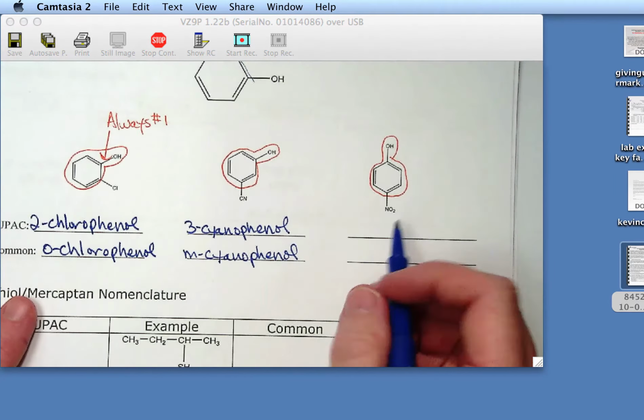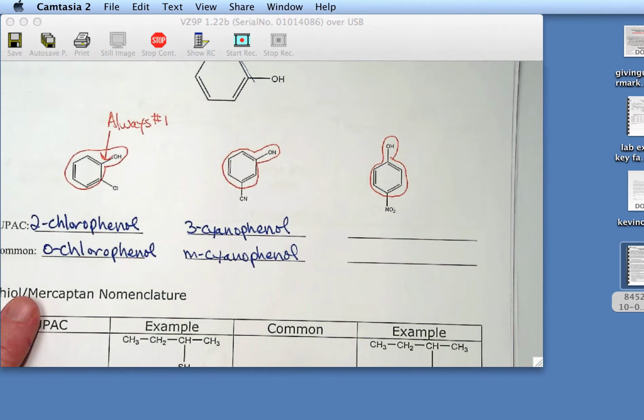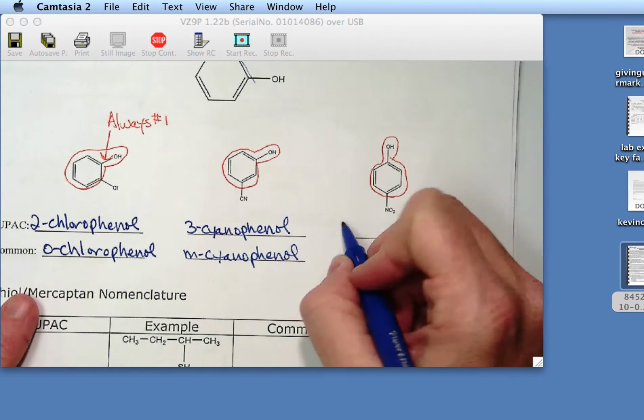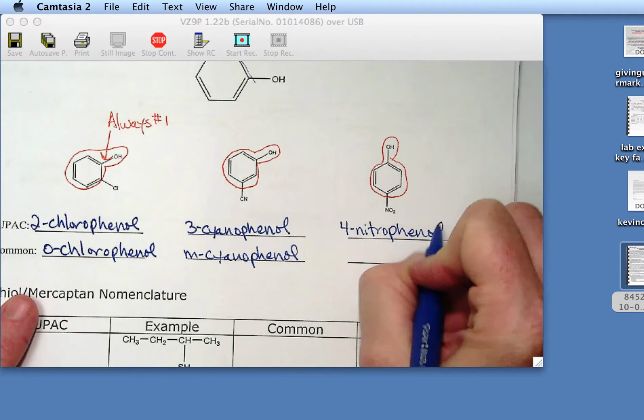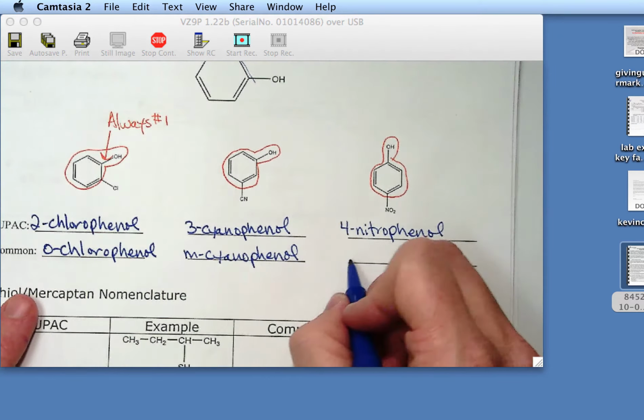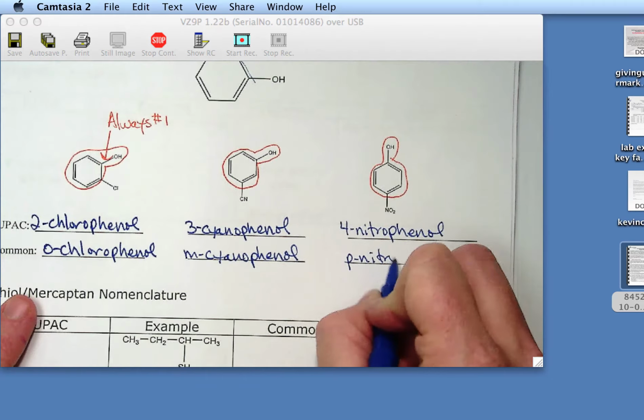So what's NO2? Nitro. Good. So it's 4-nitrophenol. And the common name would be p-nitrophenol. Good.